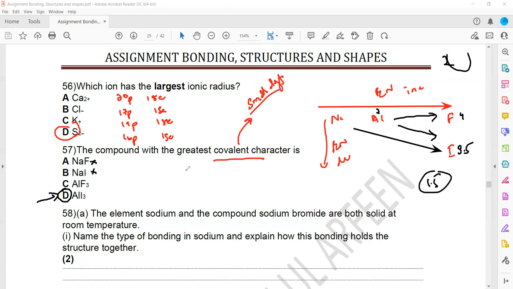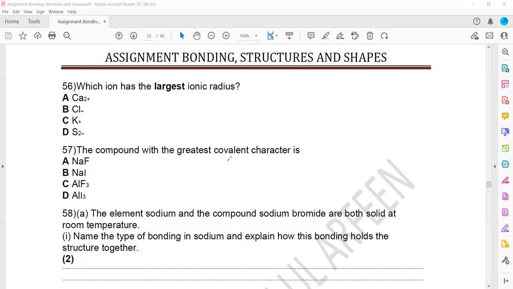Or you can also remember that polarization depends on the size of the positive ion being small, the charge on the positive ion being large, and the size of the negative ion being big as well. So all these characteristics match with aluminium and iodine. Aluminium is smaller in size with greater charge, and iodine is larger in size, so it will cause greater distortion. Is it clear? Question 57.